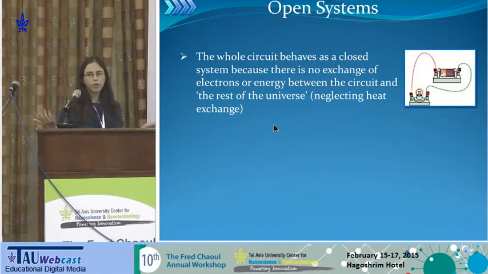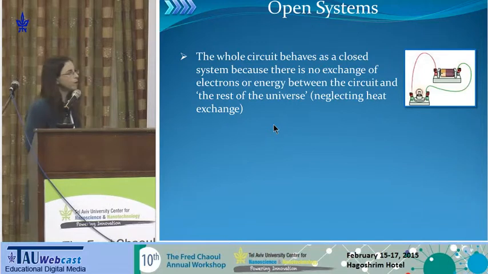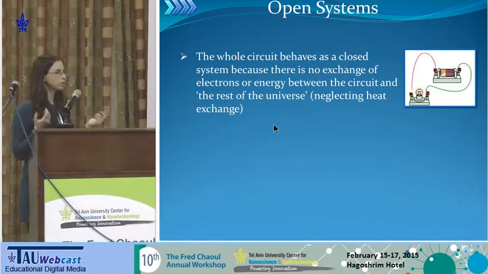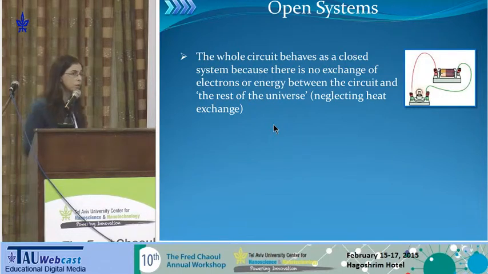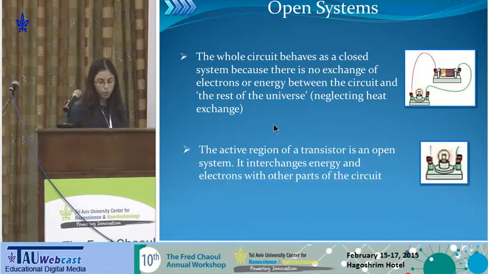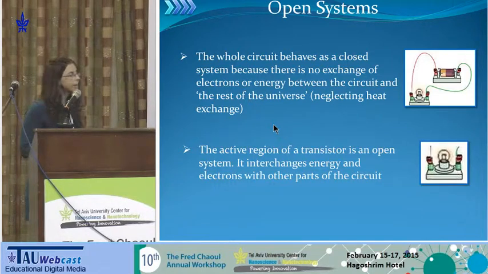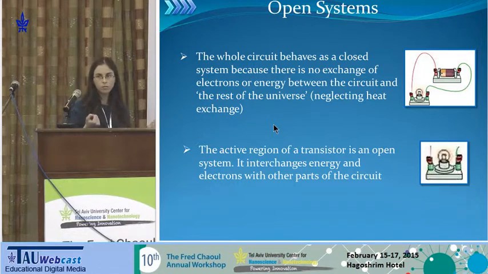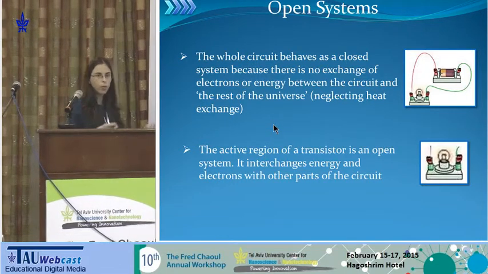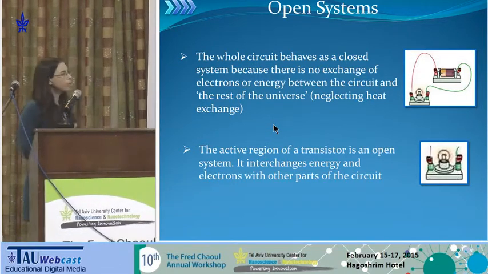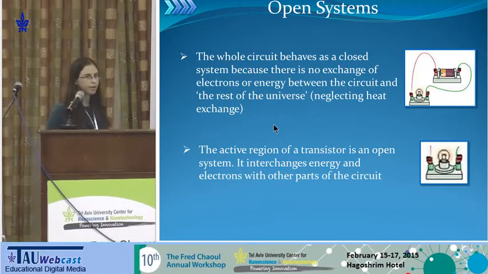Now, when I'm saying open system, what do I mean? If I'm looking at the whole system, it does not exchange energy and electrons with the rest of the universe. So this is a closed system. But if I'm looking at the molecule, then it does exchange energy and electrons with other parts of the system, meaning we are injecting electrons from the source to the molecule and then absorbing the electrons from the molecule to the drain. So when I'm saying open system, I'm actually referring only to the molecule, which is the active region.